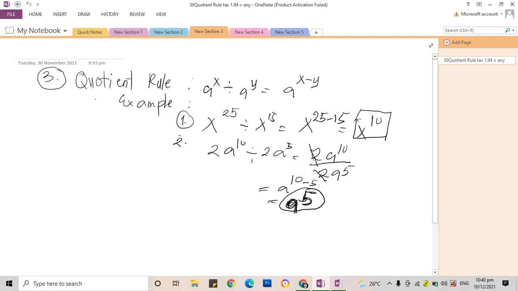So number 2 is 2a to the power of 10 divided by 2a to the 5th power. We're going to divide the 2 over 2. 2 divided by 2 is 1. So we're not going to write 1 because this is now understood. Then we're just going to write the a. Just copy its base, which is a. Then subtract its exponents, 10 minus 5. So the answer is a to the 5th power.